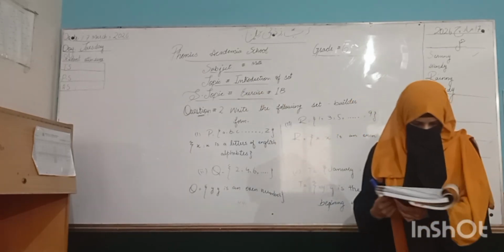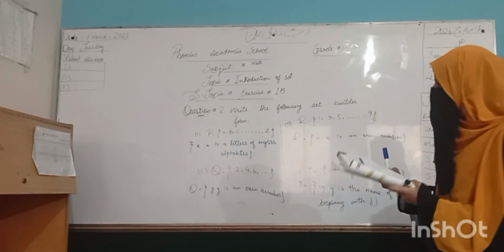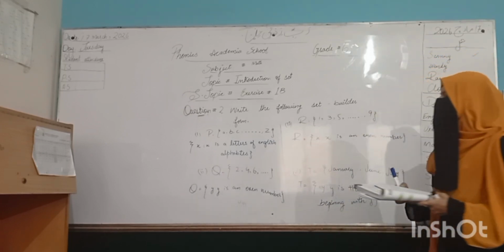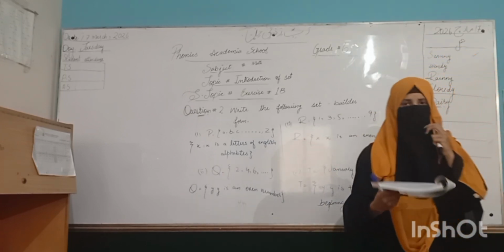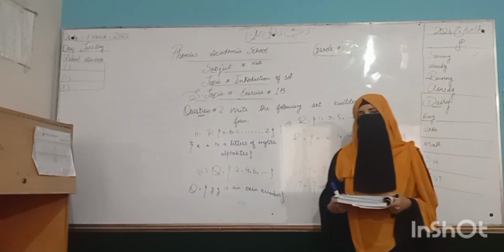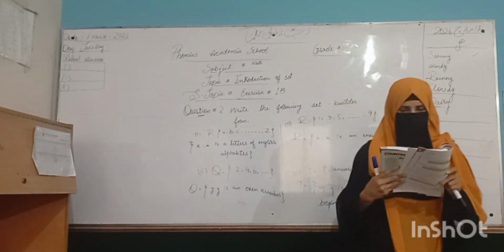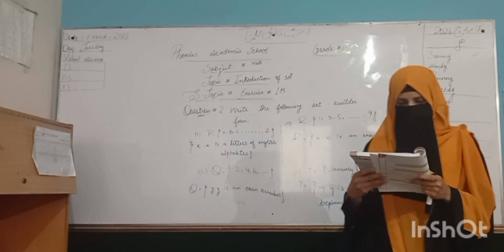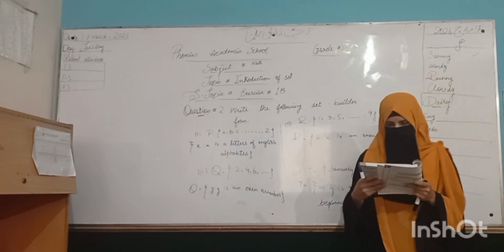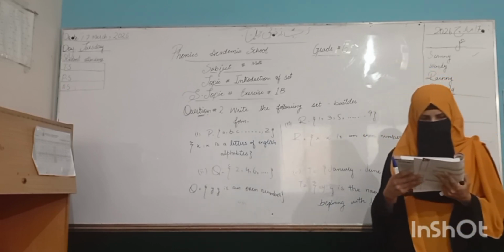Exercise 1.2. So students, you have to do question number 2. Write the following set in set builder form. Open your book to page number 7 and also open your notebook. At first, here are some examples: description notation, tabular notation, set builder notation.